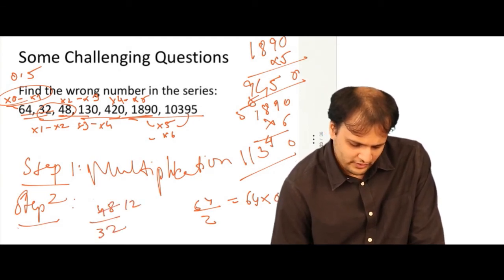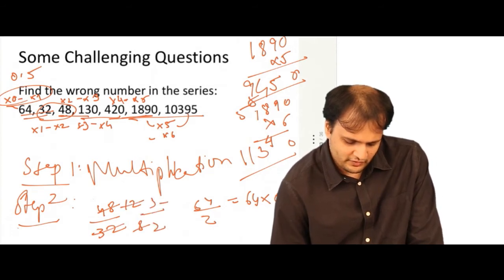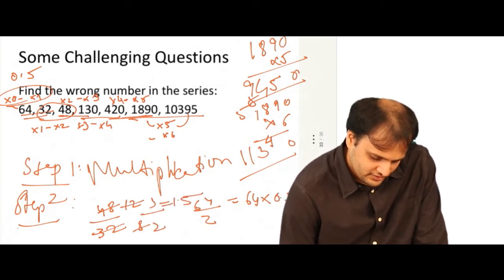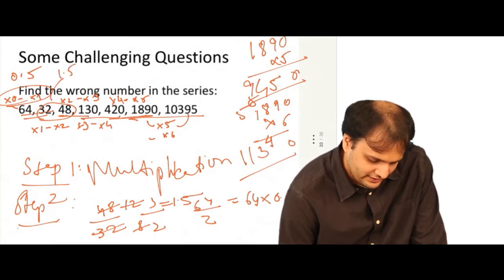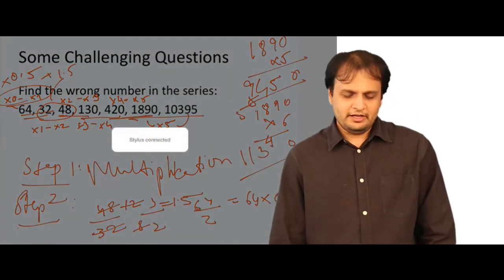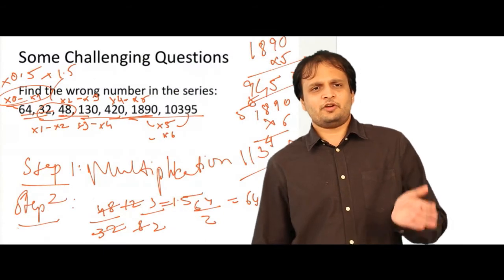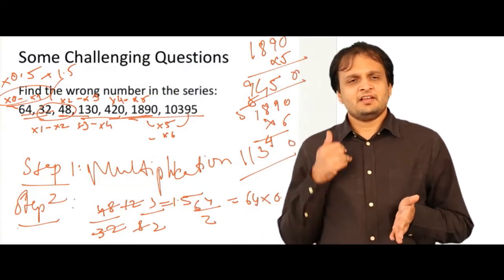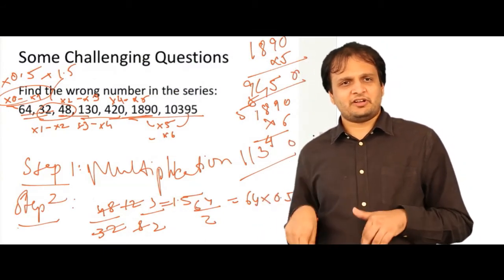4 12s are, 4 8s are, 4 3s are, 4 2s are. So 3 upon 2, which is 1.5. So here we get 1.5. So 64 into 0.5 gives us 32. 32 into 1.5 gives us 48.